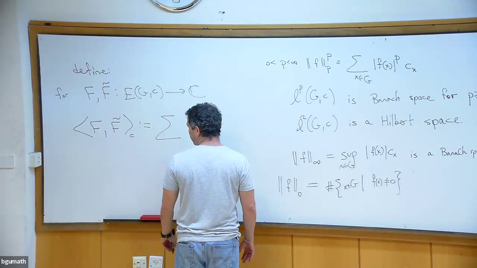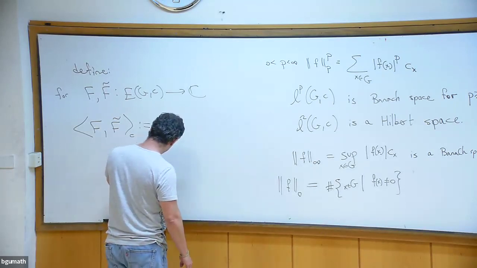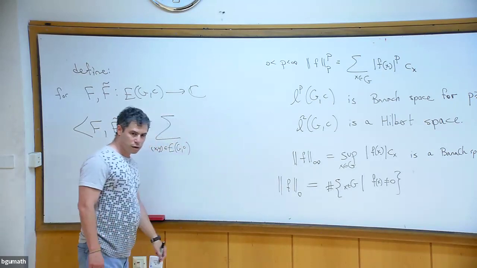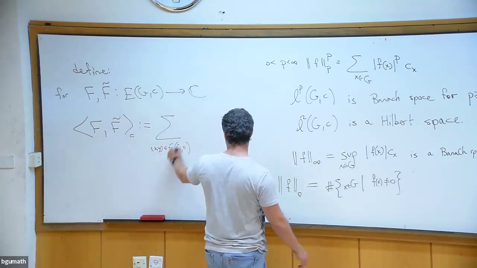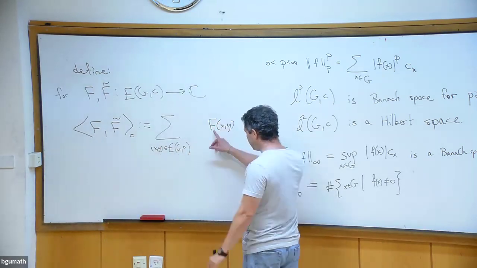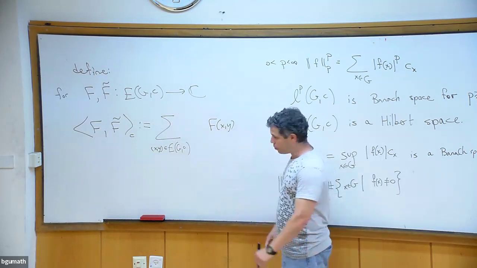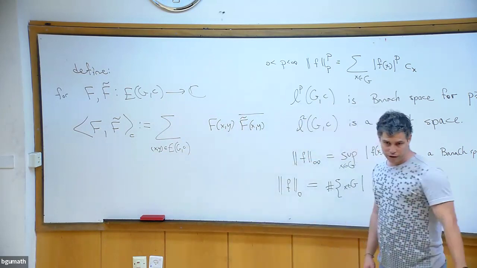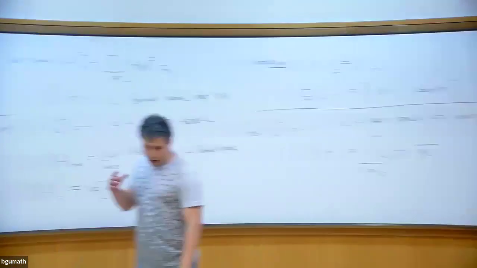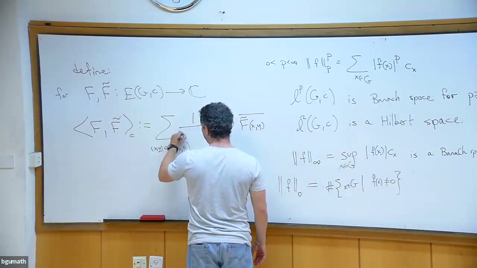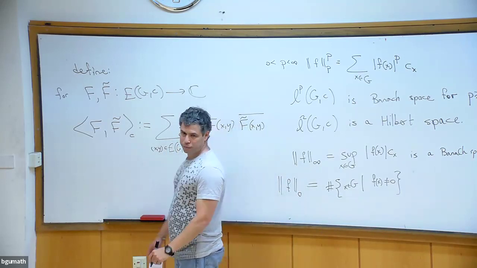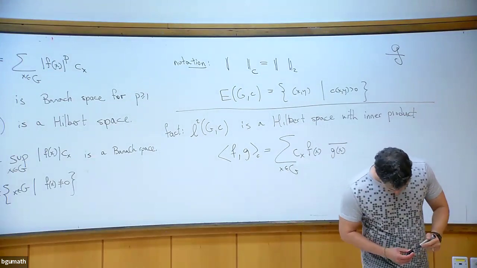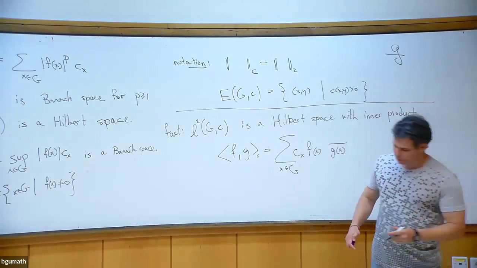Sum, this is going to be very weird. What do I need to sum over? I need to sum over pairs xy. Where do these pairs live? These pairs live in E of G, C. Second thing is I want to take f of xy. This makes sense because f is a function from the edges to complex numbers. I want to take f tilde of xy and complex conjugate it. This is the general structure of an inner product. And now I'm going to divide by cxy. Very important that I divide by cxy, not multiply, but rather divide.